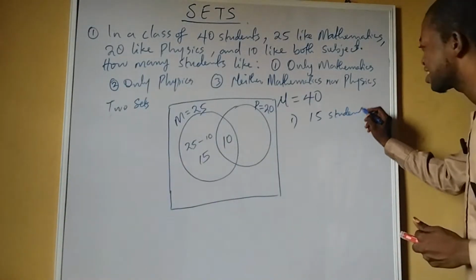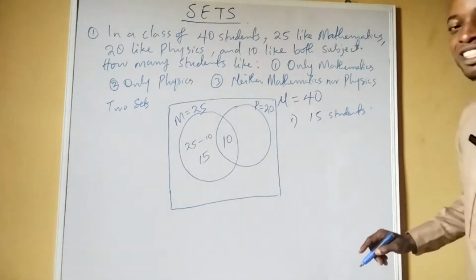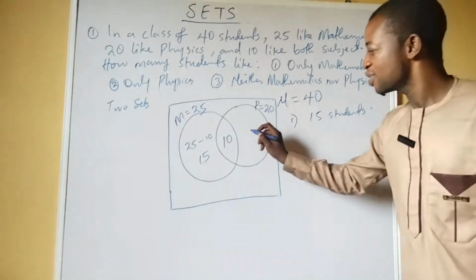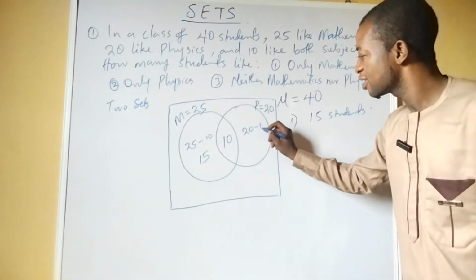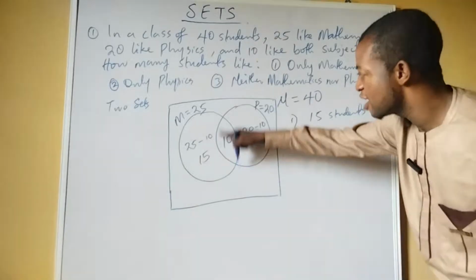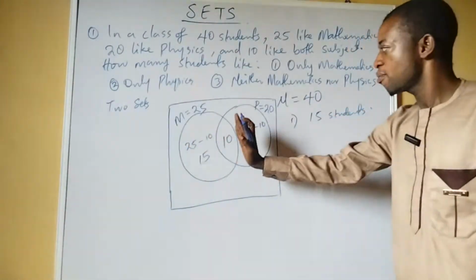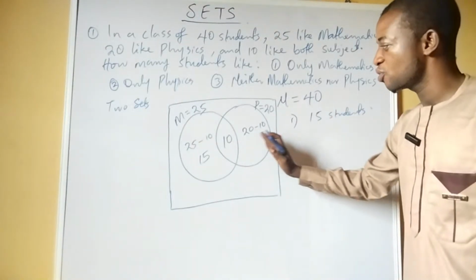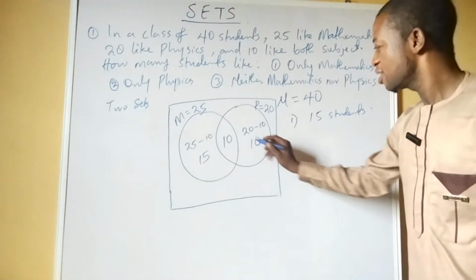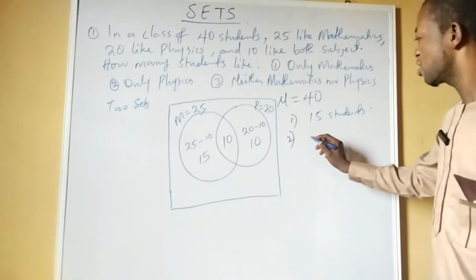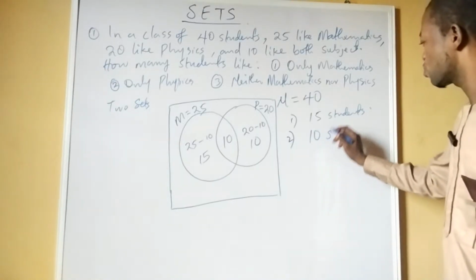I believe somebody is getting physics only for me already. Physics only will be 20 minus 10, because everything here is 20 and we have 10 here common to both math and physics. When you subtract, this will be 10. So physics only is 10 students.